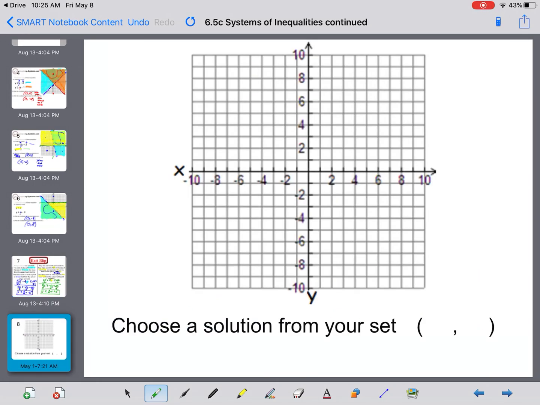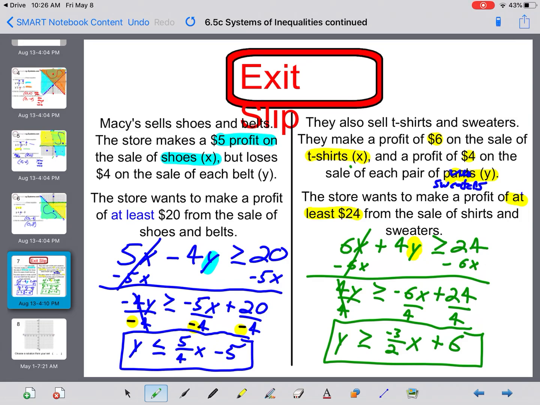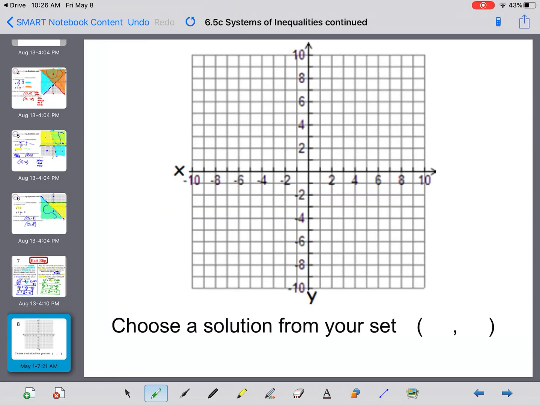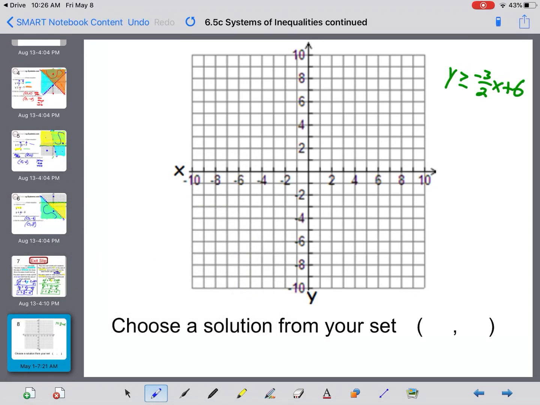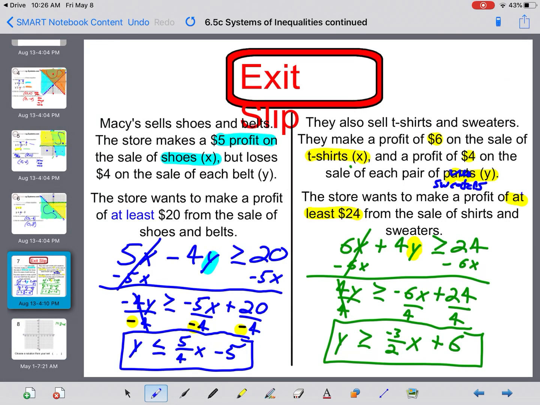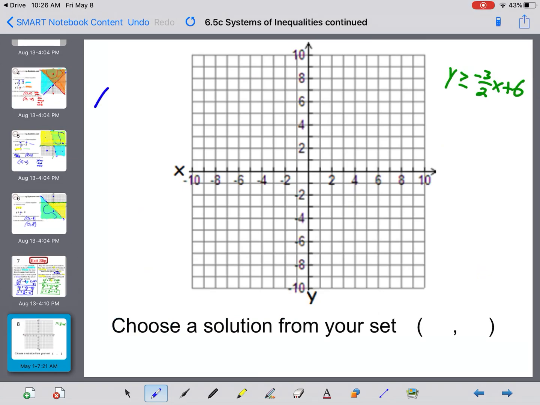Now what we're going to have to do, obviously, is what we've been doing for the last 4 or 5 questions. We're going to have to plot these inequalities on the graph. So let me bring them over. Y is greater than or equal to negative 3/2 x plus 6. And y is less than or equal to 5/4 x minus 5.